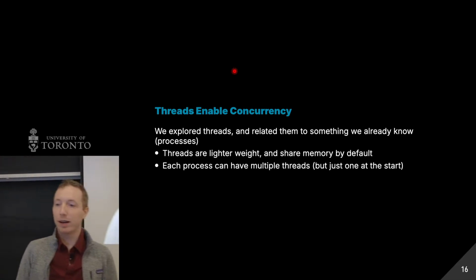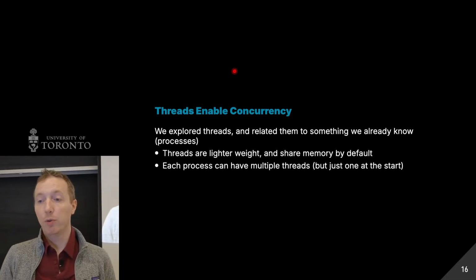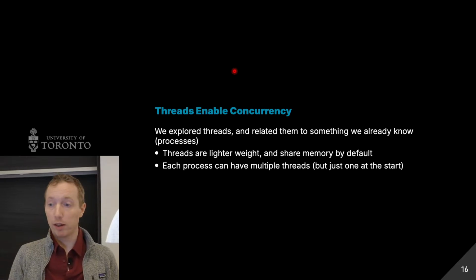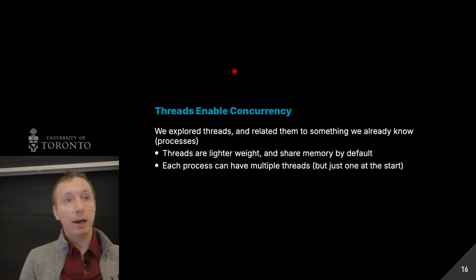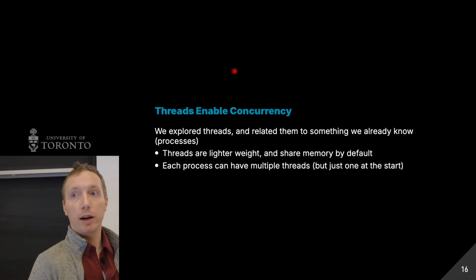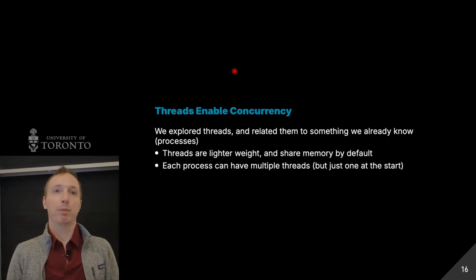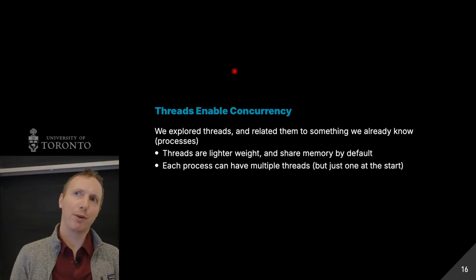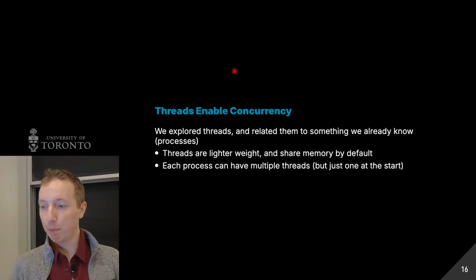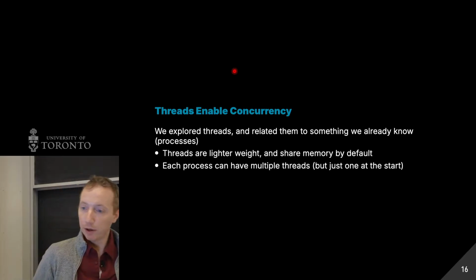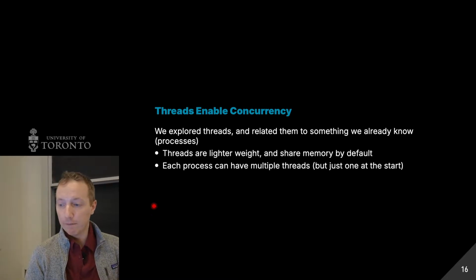So threads enable concurrency. We related them initially to processes. They are just lighter weight. They share memory by default. The only things that are independent for a thread are its registers and its stack. Its stack lives in virtual memory, so you can give pointers to another thread's stack. That is generally a very, very poor idea, and you will probably have very undefined behavior. So we should treat our stacks as being independent.